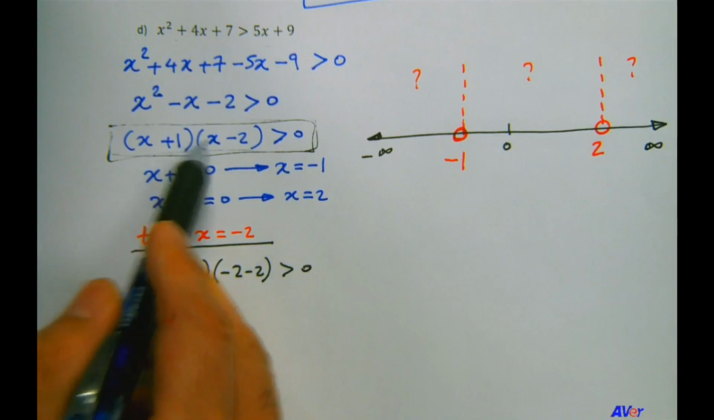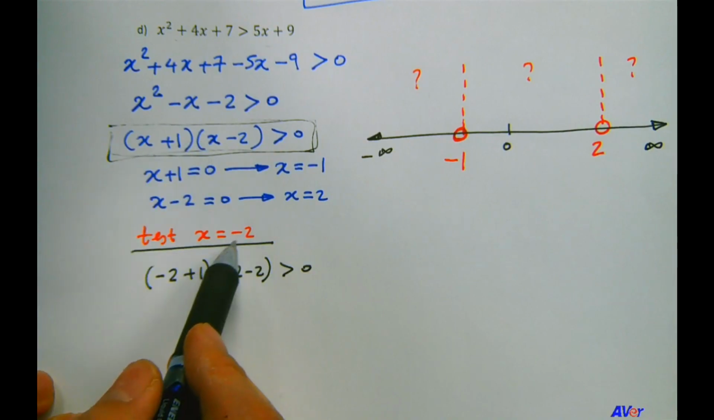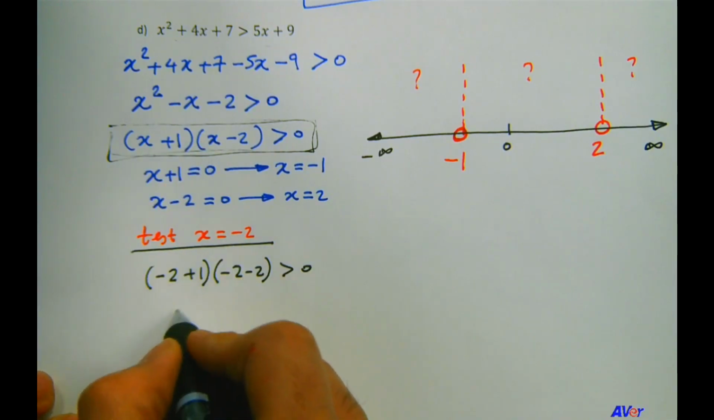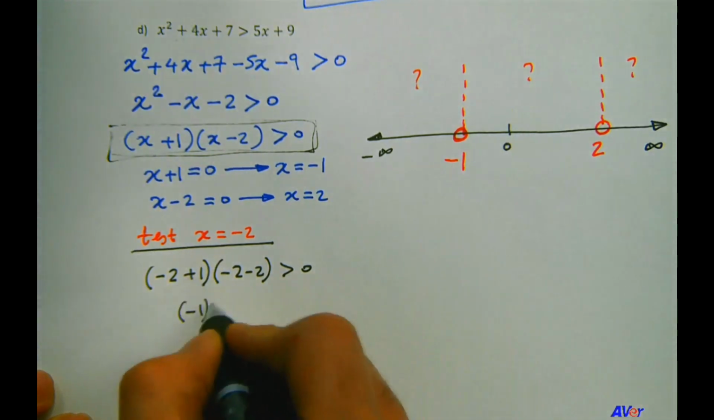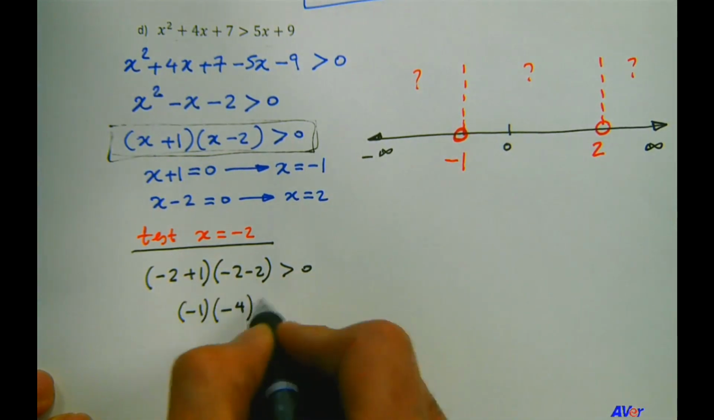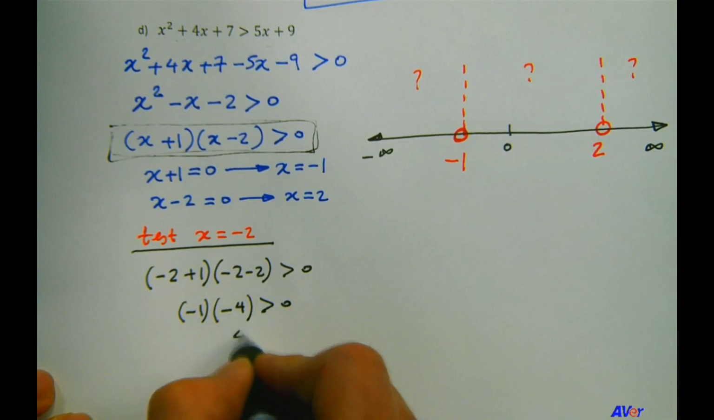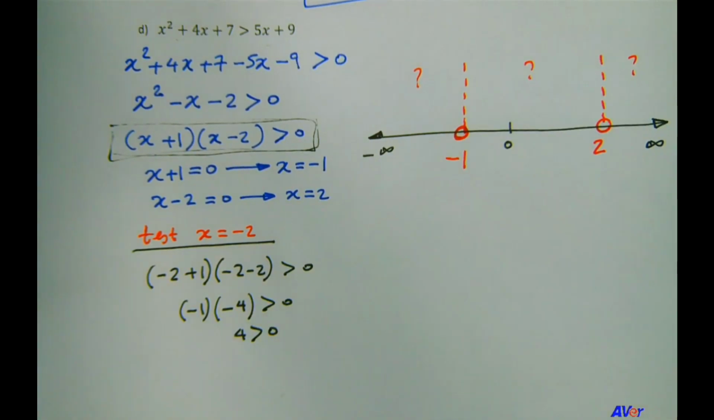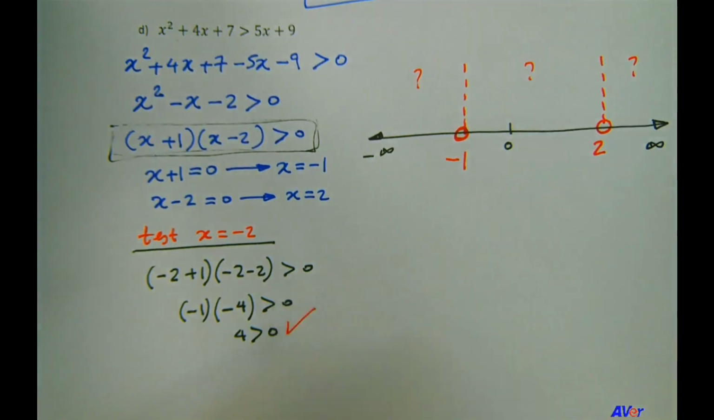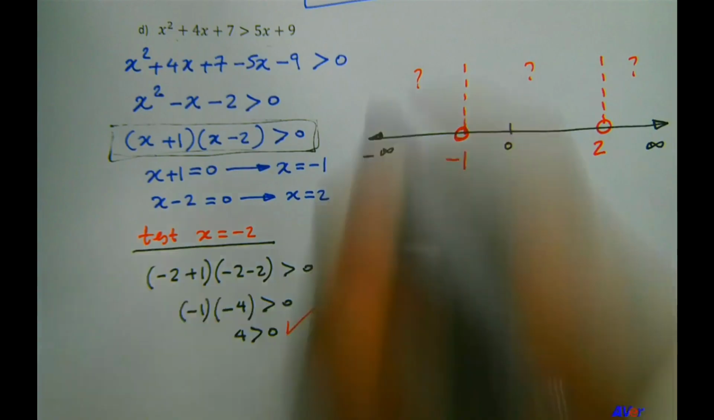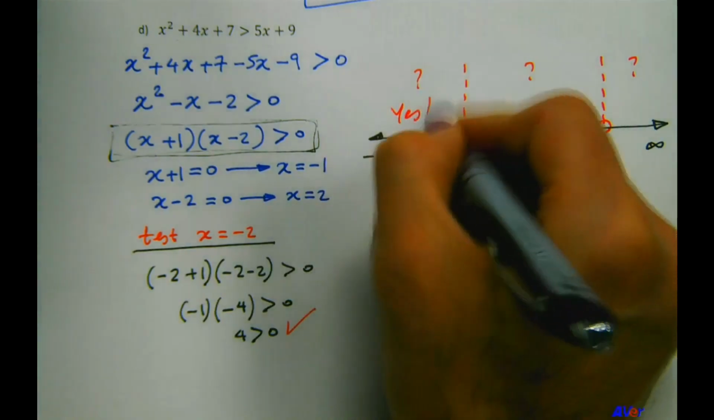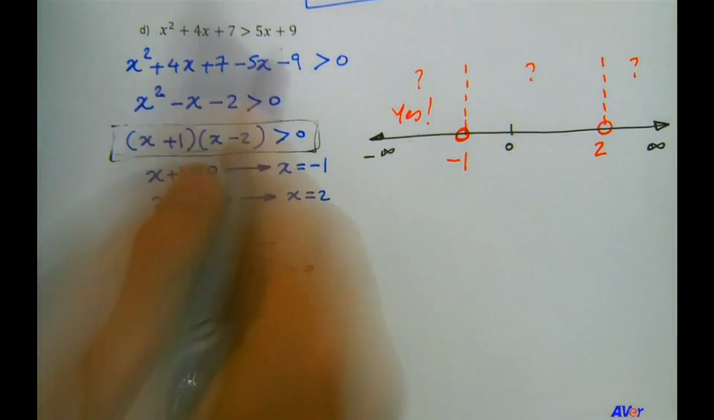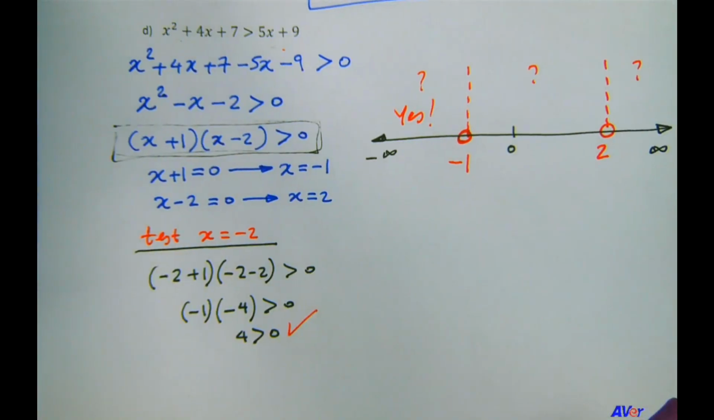Right? Plugging in for x with -2: -1 from here, -4 from here, and this is +4 greater than 0. Is this result a valid result? Yes. Right? +4 is definitely greater than 0. So yes, this region is a solution of that polynomial inequality.